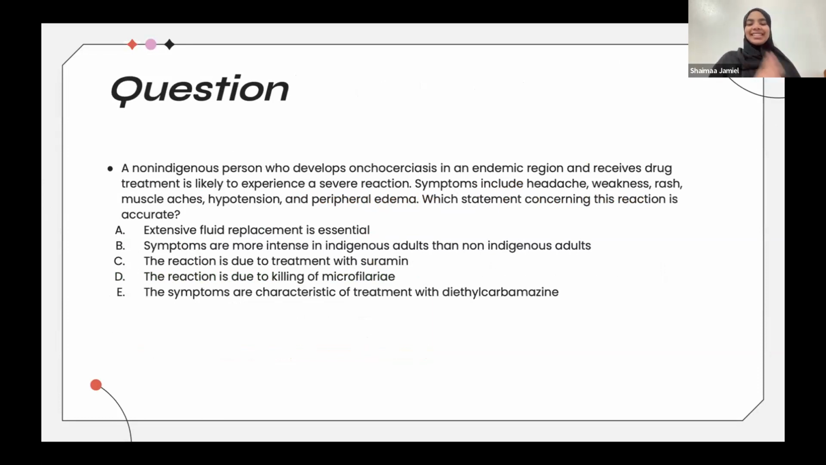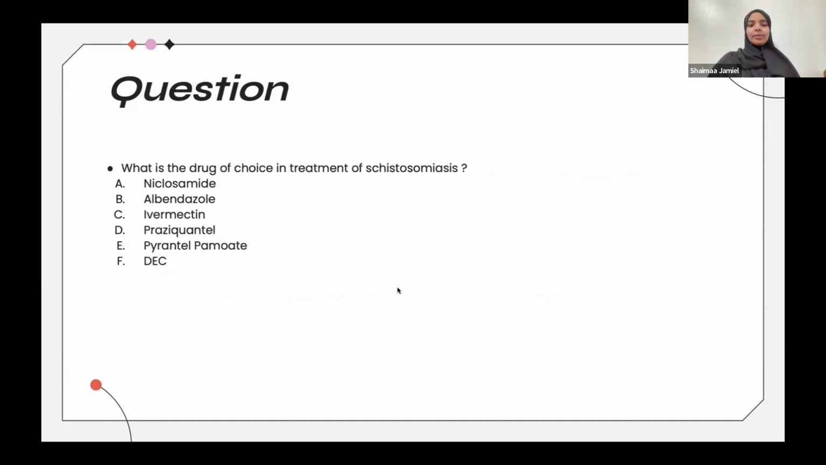Okay, if you're going to say D, why is it not E? Why not? Onchocerca is treated with ivermectin. Okay. So this is the Mazzotti reaction, which is due to the dying microfilariae. Okay. Another one. What is the drug of choice in treatment of schistosomiasis?